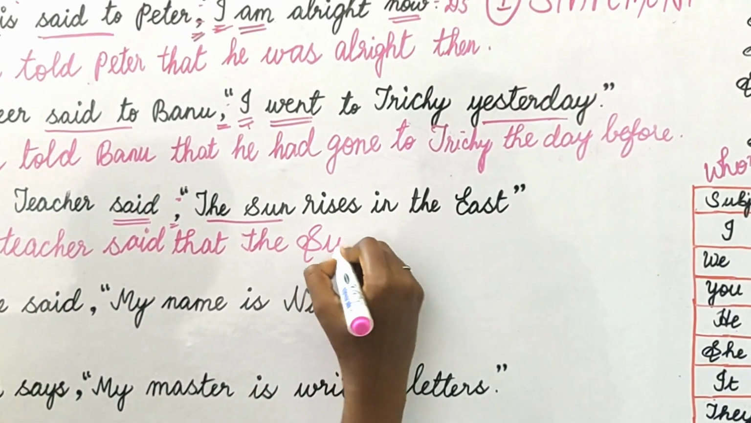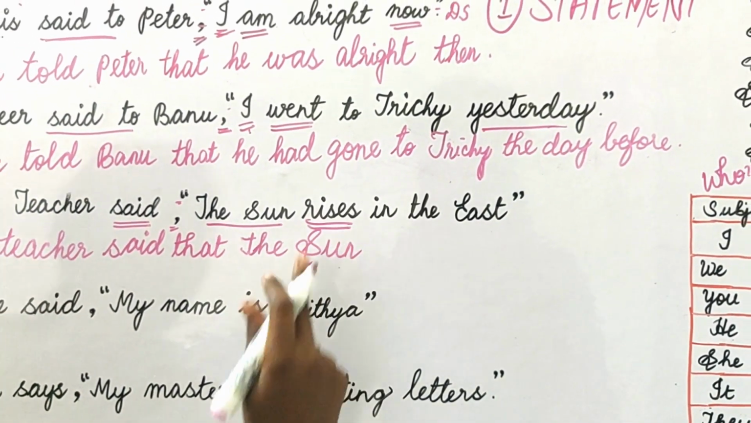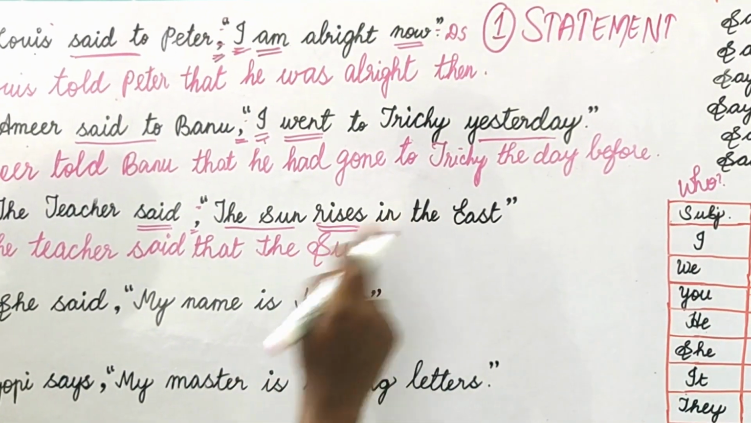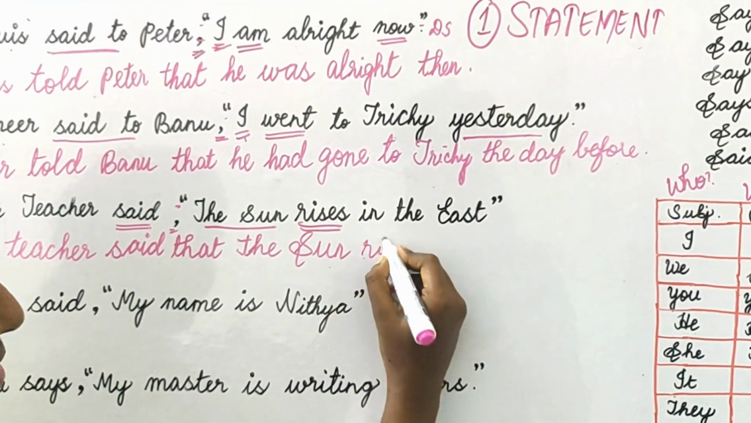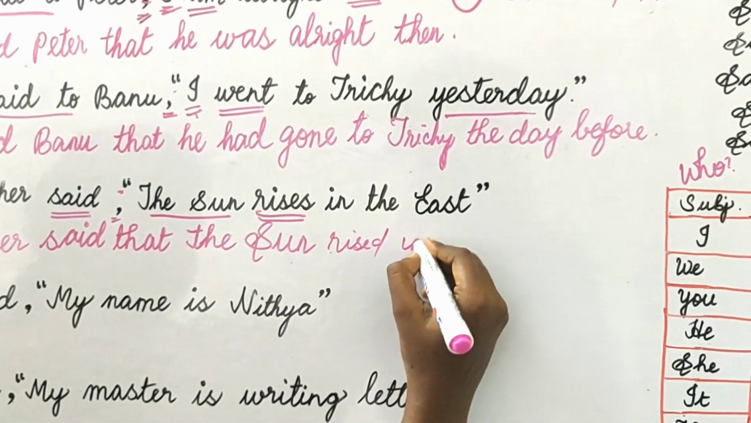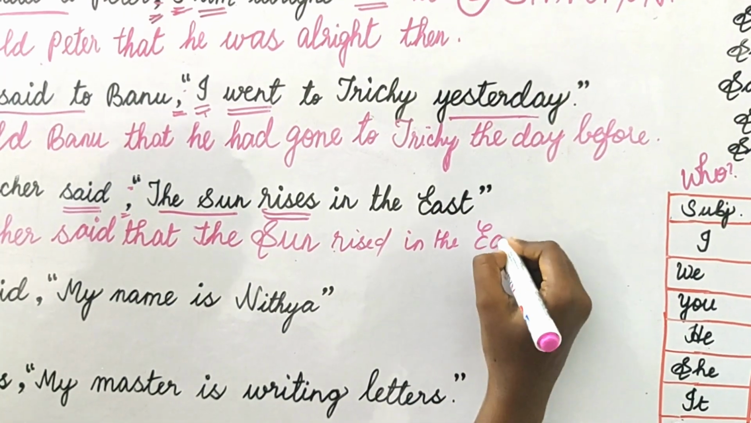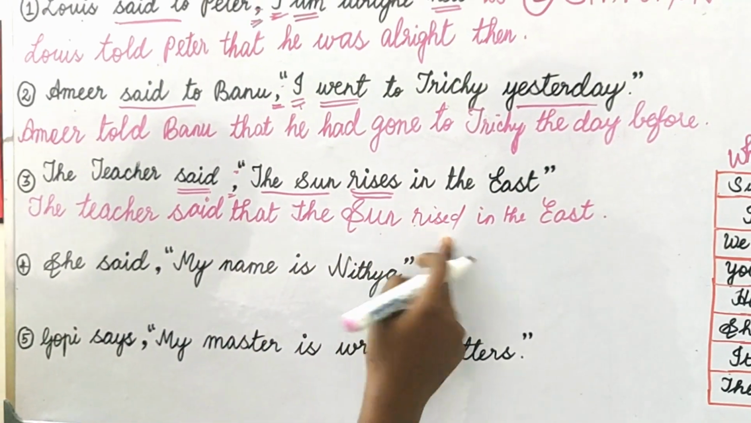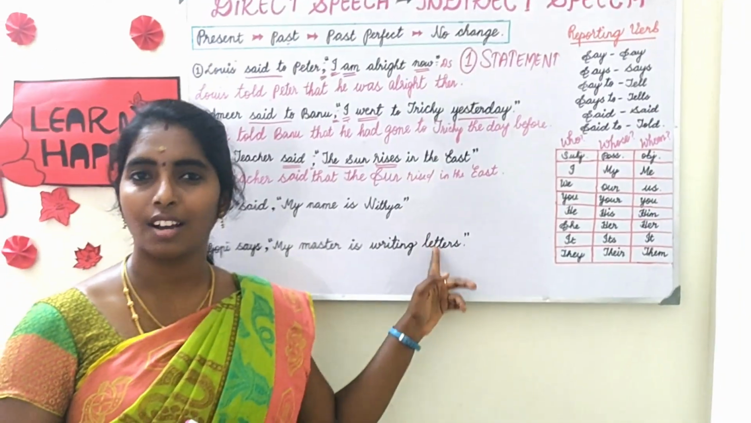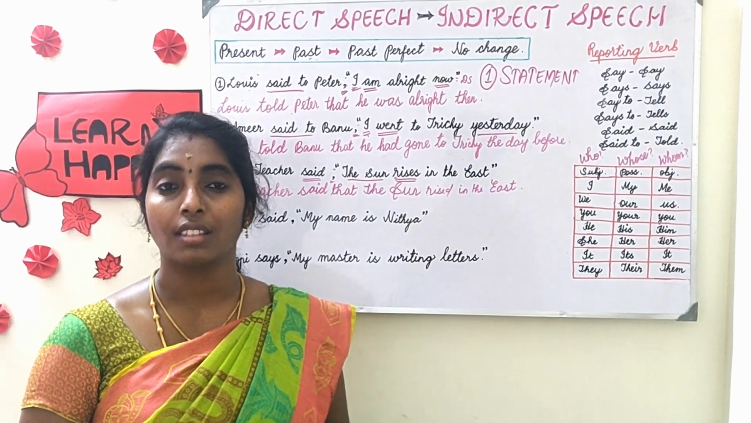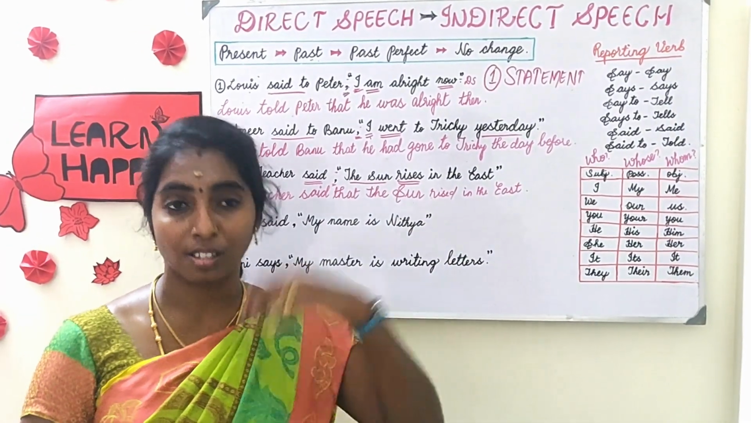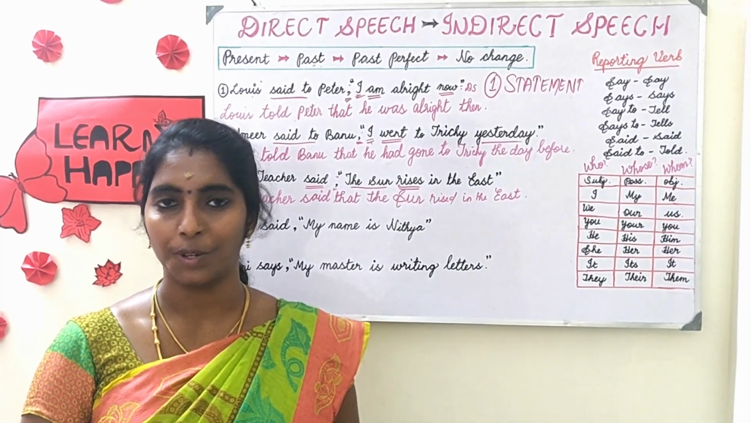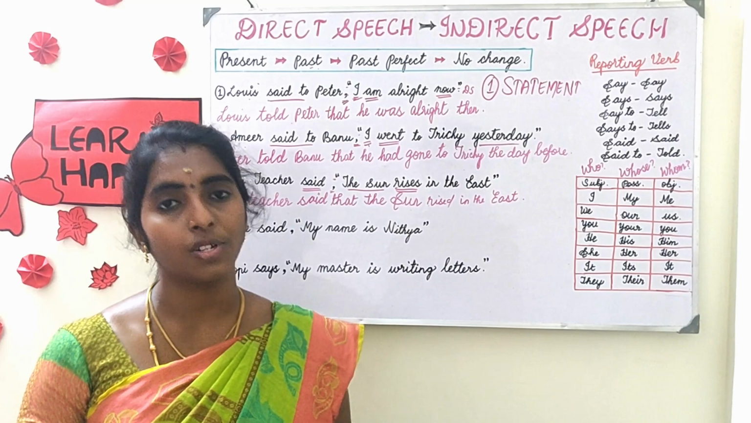That the sun. What's the tense here? "Rises", isn't it? It's in the present tense. So present tense will be changed to past tense, isn't it? So "rised". The sun rised in the east. Is it correct? Read it once again. The teacher said that the sun rised in the east. This converted sentence means the sun rose in the east once upon a time and now it's not rising. Is it meaningful? No. So this is an exception.